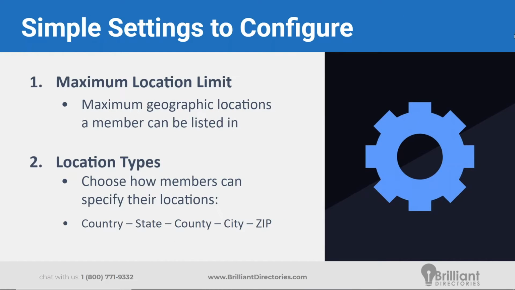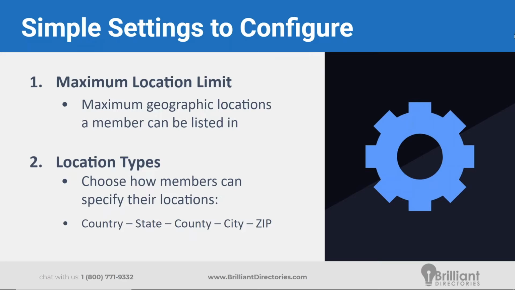And this add-on is probably one of the simplest that we have in terms of configuration. There are only two settings. The first one is the maximum location limit. You put in a number, and this is the maximum number of locations that you're allowing a member to be listed in. If you set that number to 2, they will be able to list themselves in 2 locations instead of 1. If you up that number to 10, then they'll be able to choose up to 10 locations to list themselves in.